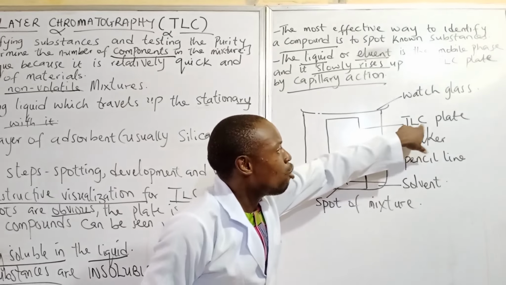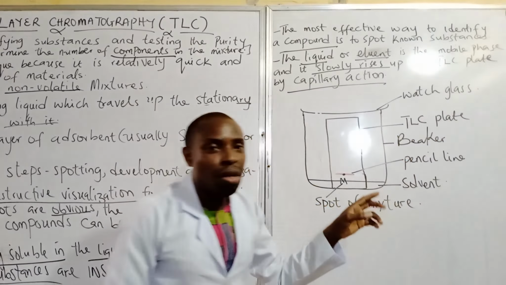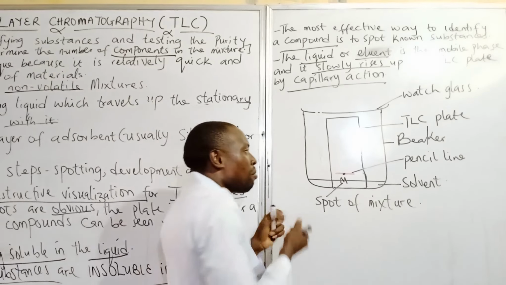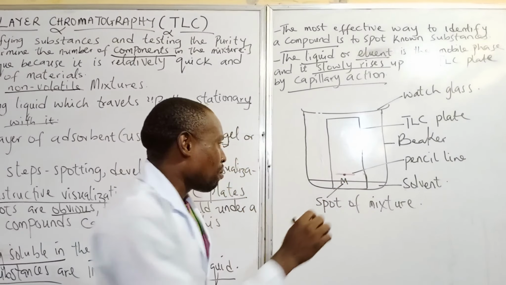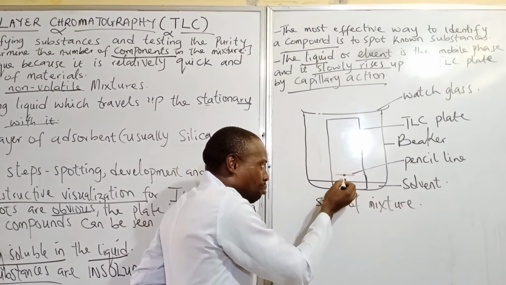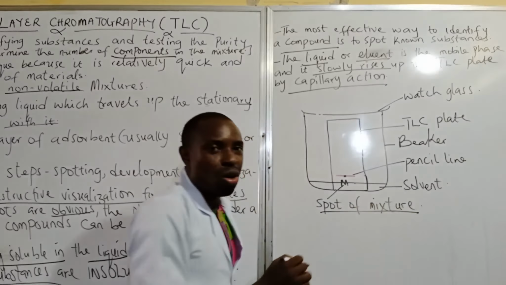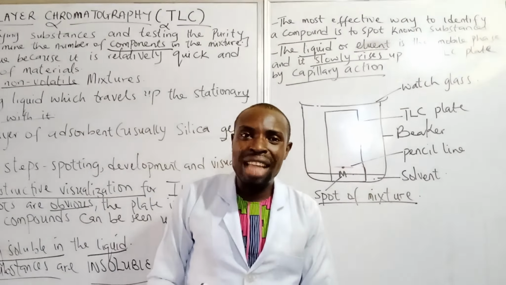Now, this is a schematic diagram of the thin layer chromatography. Talking about this place here, it is called the thin layer chromatographic plate. This is the beaker. You can either call it the beaker or the chamber, the thin layer chamber. Now, you see this line here? This is what we call the pencil line. And this point here is what we call the spot of mixture. While down here is where the solvent lies.